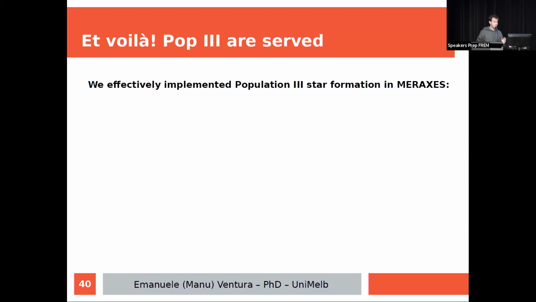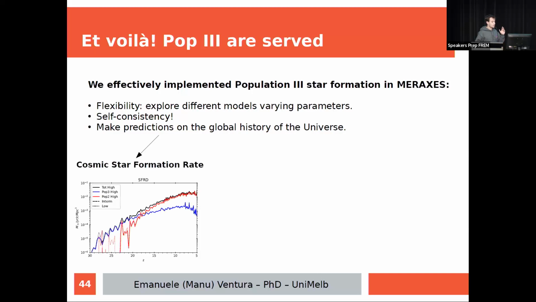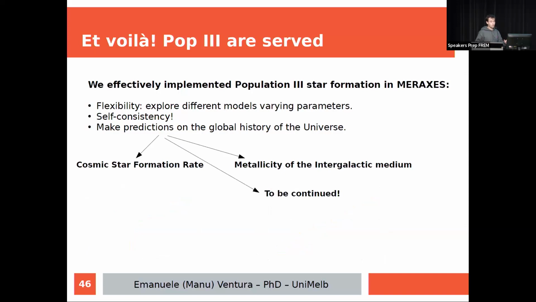We effectively implemented population 3 star formation in Meraxes, and we did it in a way that is quite flexible because we can explore different models by varying parameters. Here I show just the IMF, but we can also vary the star formation efficiency for POP3 stars. We did it in a self-consistent way, and this is crucial because it allows us to make predictions of the global history of the universe. Here, as an example, I just show the cosmic star formation rate and the metallicity of the intergalactic medium, but there is much more that we can predict, like luminosity functions, the 21 centimeter signal, the 21 centimeter power spectrum, and so on.